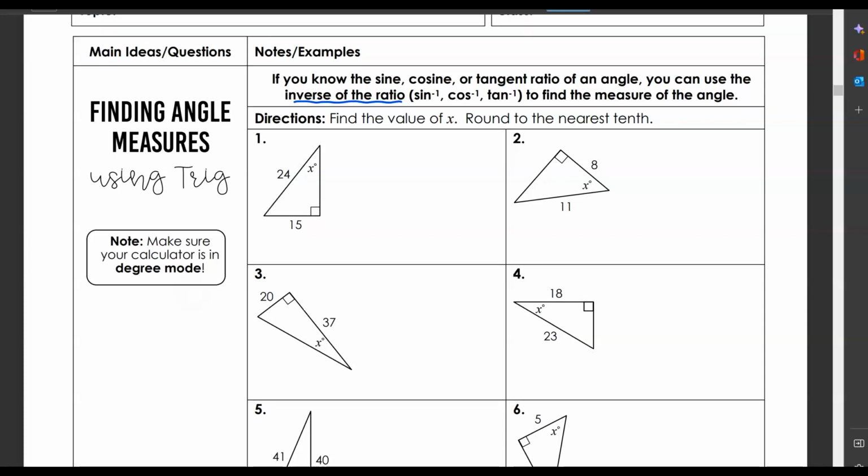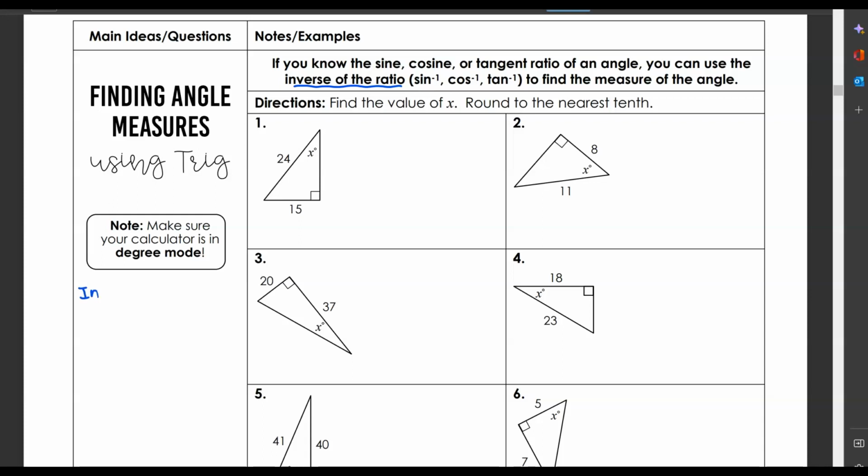Let's talk about inverses for a second. When we talk about inverses, we know that inverses undo the operation in essence. If I add, I know that the inverse of addition is subtraction. If I multiply, the inverse of multiplication is division. If I raise something to a power, such as x squared, the inverse is going to be the square root of x. So these are all inverses, they're all undoing them.